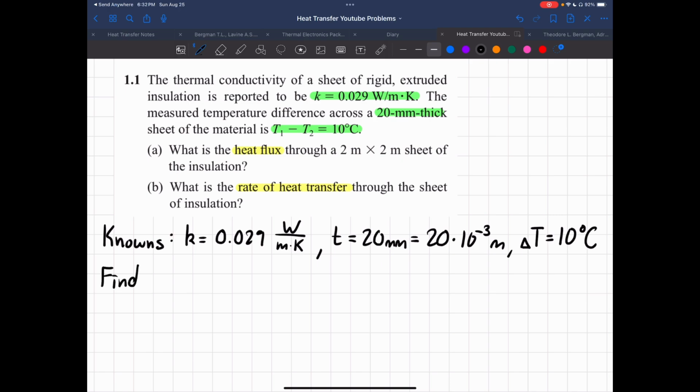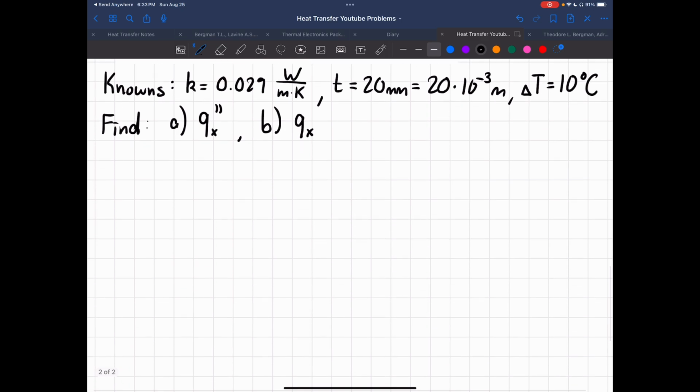Okay, now what are we finding in this problem? For part A, as we said before, we are finding the heat flux, not the rate of heat transfer. The heat flux is going to be q sub x, meaning it's in the x direction, and then we're going to put this double prime. That double prime, remember, distinguishes the heat flux from the rate of heat transfer. And similarly, for part B, we are finding the rate of heat transfer, which we will denote as just q sub x, no primes there. So let's keep going. Next, we have to draw our schematic.